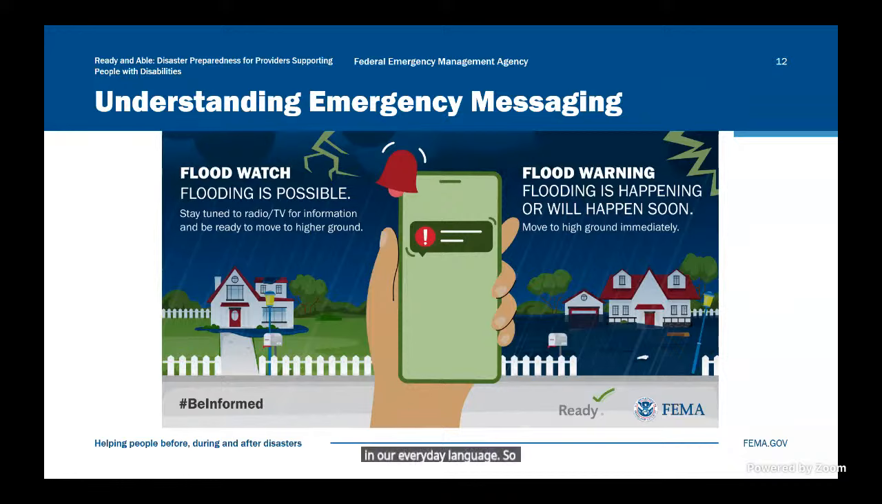And then also, it's not enough just to get these messages, but you need to follow them. So whenever your local emergency managers or city government tell you to do something, follow what they're telling you to do.